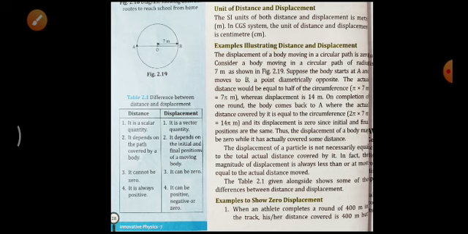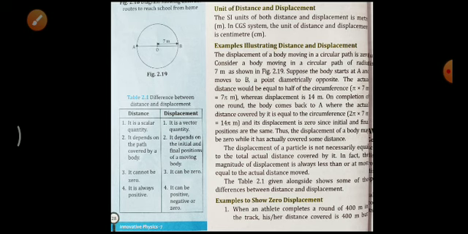Distance cannot be 0, but displacement can be 0, which we have already seen here. Distance is always positive. Distance cannot be negative, but displacement can be positive, negative or 0 also. So I hope all of you have understood that one.